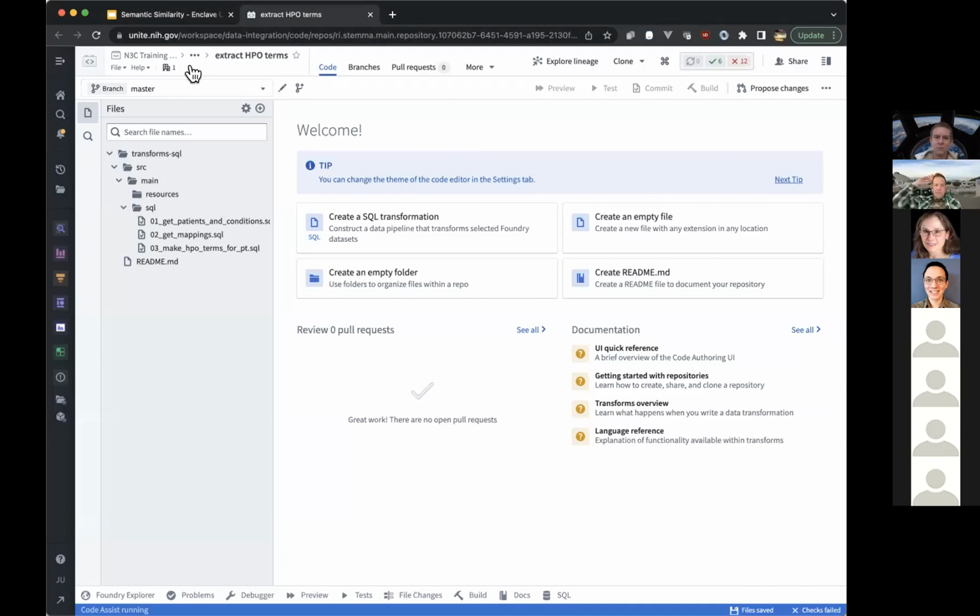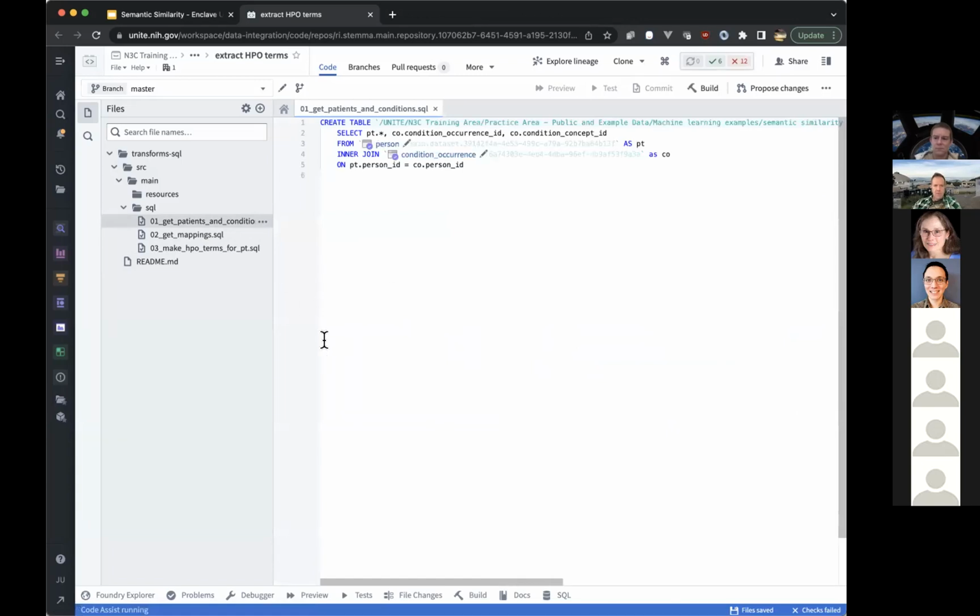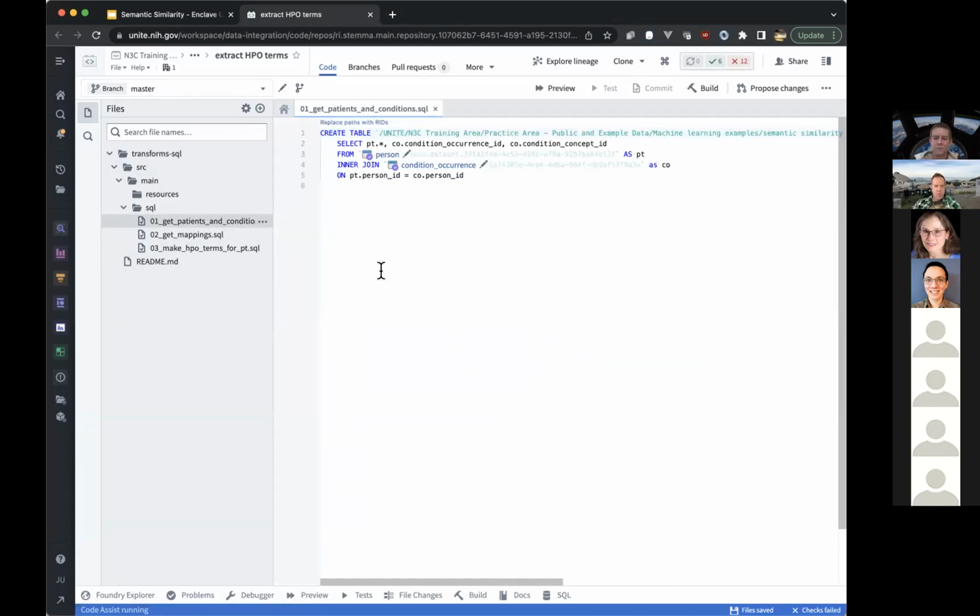Okay, so here we're extracting HPO terms for patients. There's no reason at all that you have to do this in SQL. You could do it in Python, Java, or R, but I'll break it down. I won't go into gory details about how this might work, but I'm using notional data here. This is Synthea data, so it's fake data. We're just joining the person table to the condition occurrence table on person ID. That's just dead simple SQL. So this basically just gets all the condition occurrences for each patient.